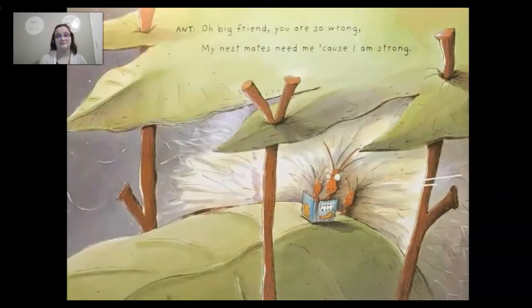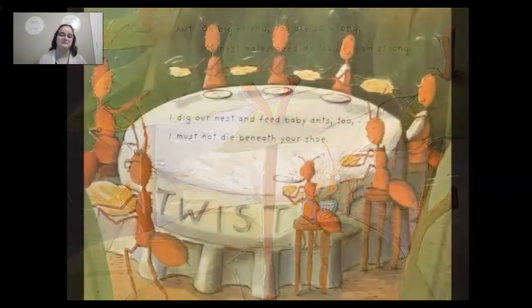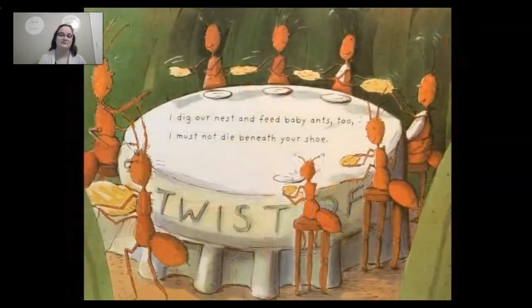Ant. Oh, big friend, you are so wrong. My nestmates need me, 'cause I am strong. I dig our nest and feed baby ants too. I must not die beneath your shoe.